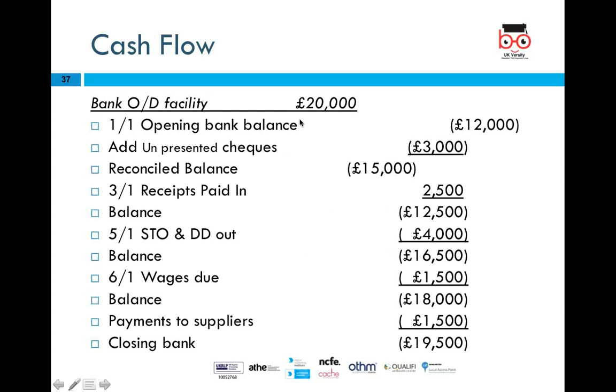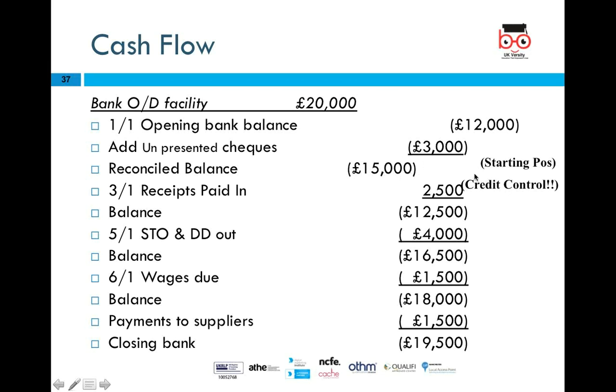So these are the typical cash flow management and accounting system. If you have a bank overdraft facility of 20,000, and your opening balance is 12,000, and the company has unpresented checks, that's accounts receivable, 3,000, then the total balance is 15,000. That's the starting position to check the cash flow, and then to control the credit, because the company has got the 20,000 overdraft facility.